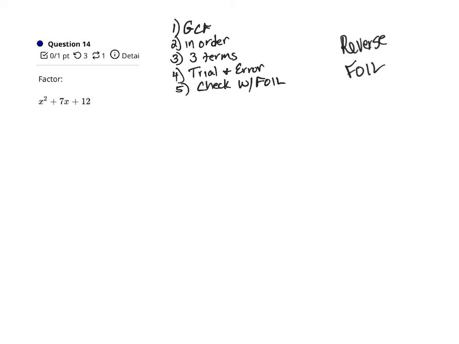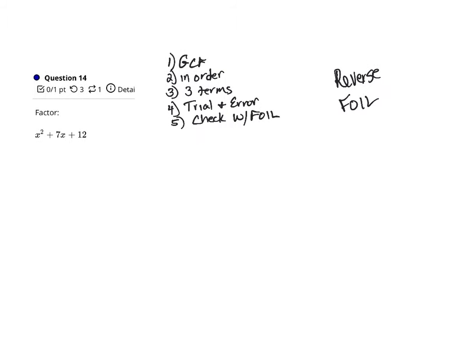It's 3 terms, so we're going to do trial and error. Now, when that leading term has a number with it other than 1, say it was 5x squared, there's different ways you can do it. You can do trial and error, you can do splitting the middle, but when it's a coefficient of 1 on your leading term, this is the quickest and easiest way to do this. So we want to break this down.